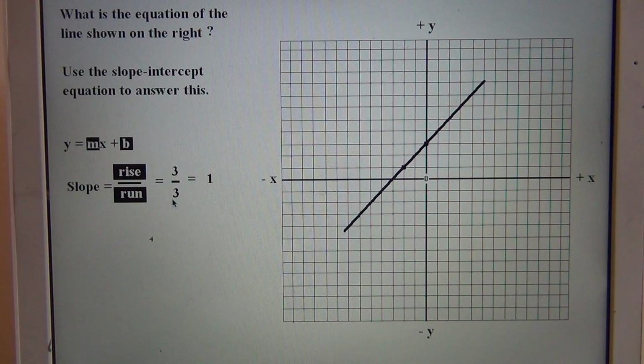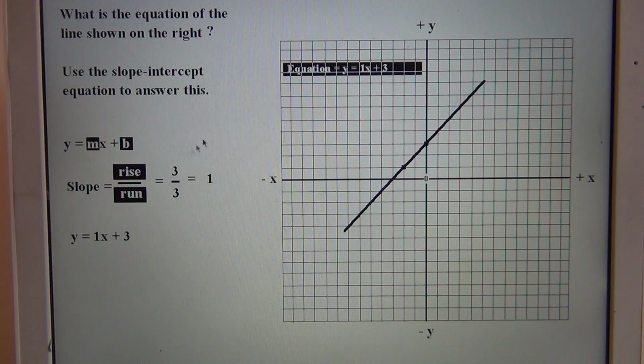Rise over run, 3 over 3. So the slope is 1. Now, the only other thing we need, because we know it'll be y equals 1x, is where the line intercepts the y-axis. It intercepts it at 1, 2, 3. So y equals 1x, because the slope is 1 times x, plus 3 because it intersects the y-axis at 3. So that's the equation for the line.